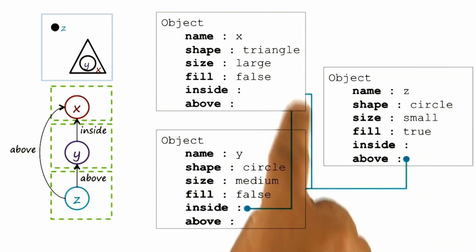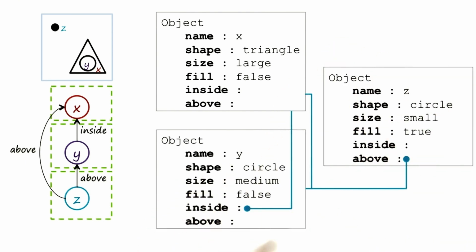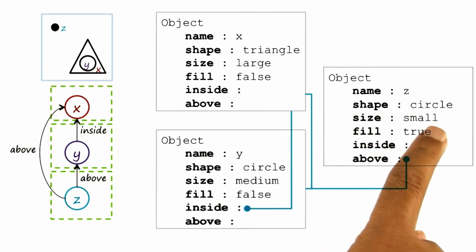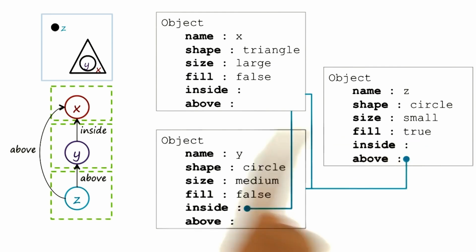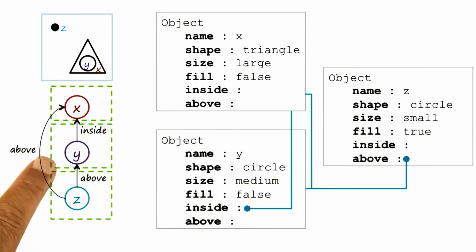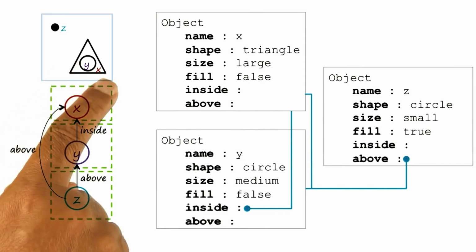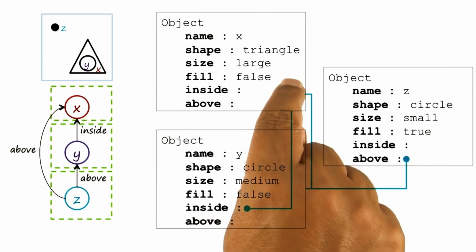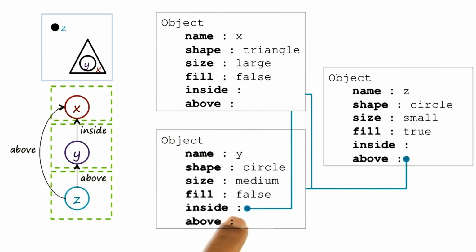Let's look at the frame for Z in more detail for just a second. So here are the slots. The name is Z, the shape is a circle, the size is small, and it is filled. You can see it here. We can also capture the relationship between these two objects. So let's consider a relationship example. Here Y is inside X. We can capture that through the slot for the object Y. Here is the slot inside for the object Y, and it is pointing to X, indicating that Y is inside X.